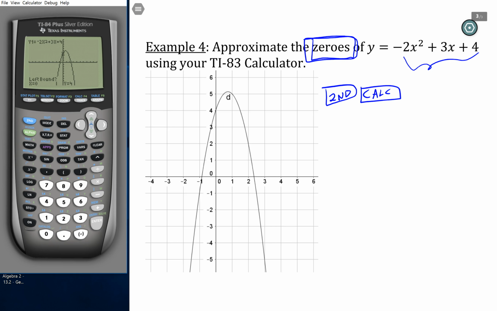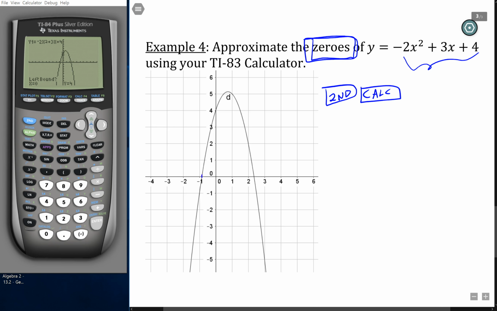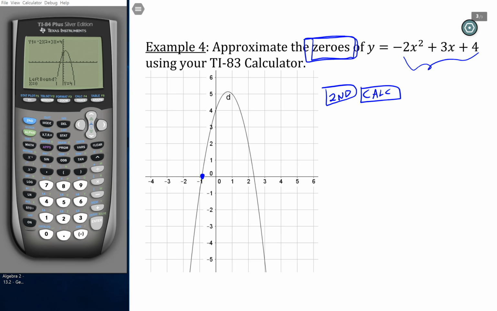Now, our calculator is going to prompt us for a left bound and a right bound and a guess, and I need to tell you what these things are. Let's say we're trying to solve for this 0 first. Our calculator can only do it one at a time. What we need to do is move that little cursor on our calculator back and forth until it gets to a point that is left of the 0. So let's take a look here. Right now my cursor is to the right of the 0, but if I keep going left, now I'm to the left of the 0.